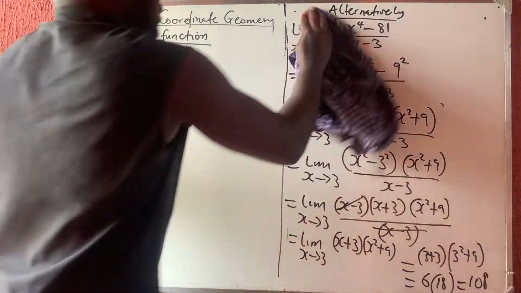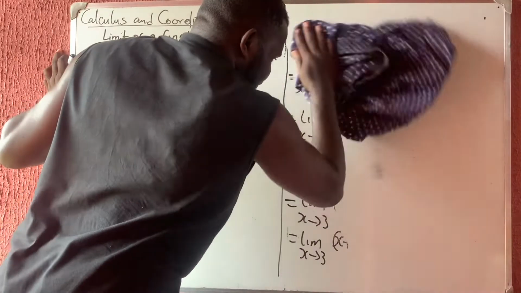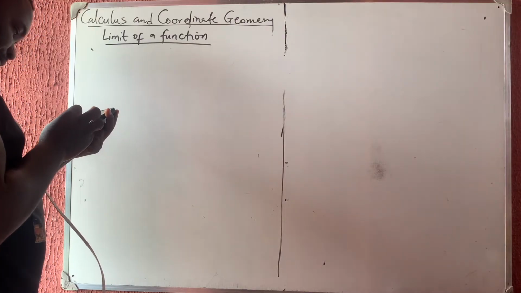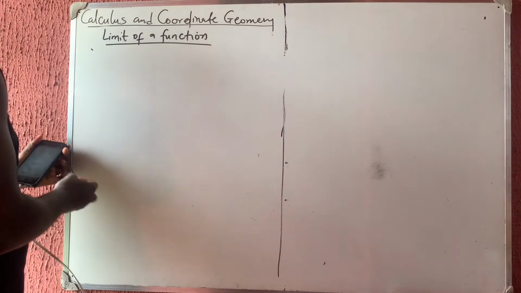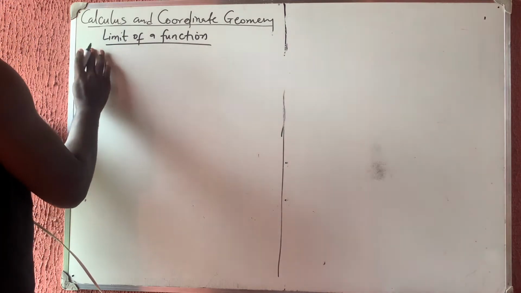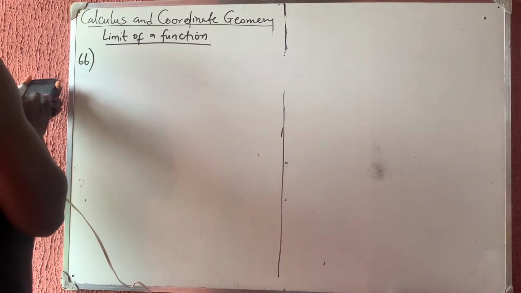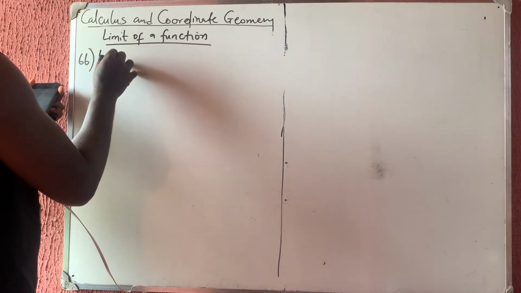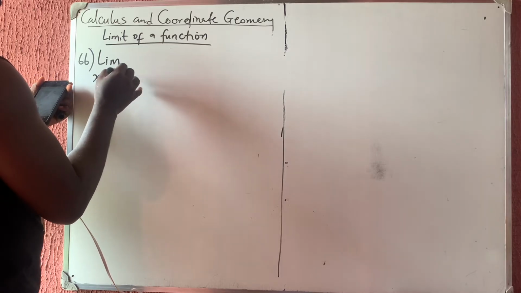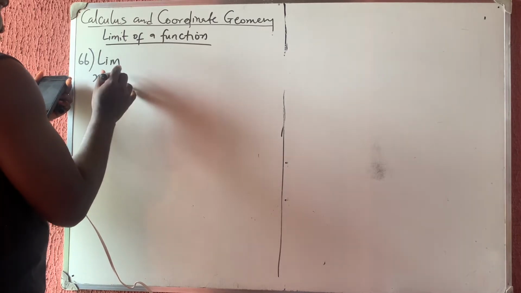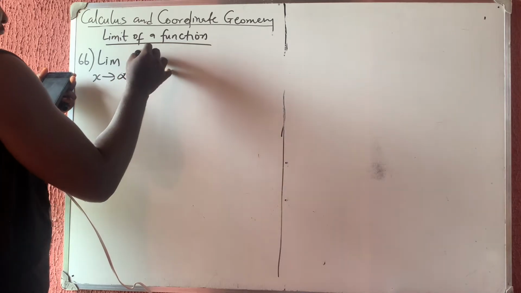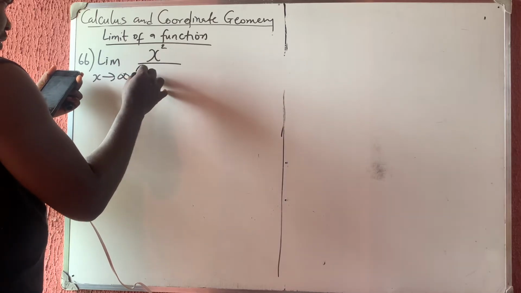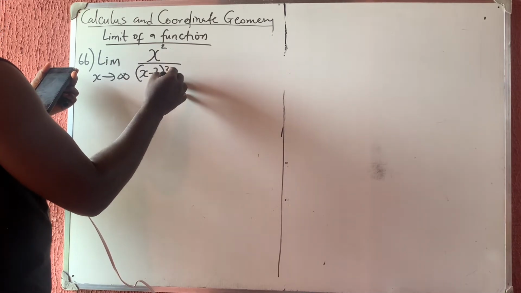The second question in limit we are going to solve is question number 66. So question number 66 said the limit as x approaches infinity of x raised to power 2 all over x minus 7 all squared, then minus 6.